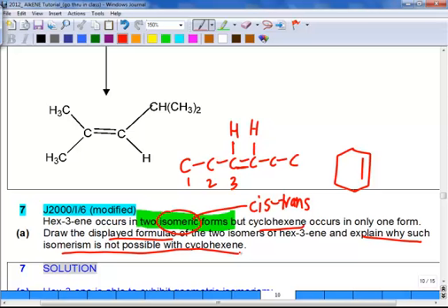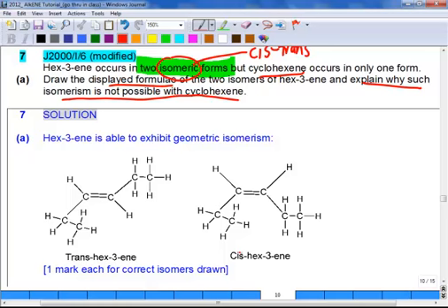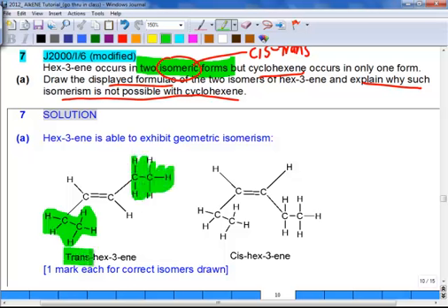Yes, ring restriction. Everybody managed to get this or not? Because this one, obviously this is higher, right? So if it is trans, it means opposite. Alternatively, you can take a look at the H. Also opposite. Is it okay? For cis, of course, same side. Everybody take note, this is displayed formula, so you need to draw out all the structures.